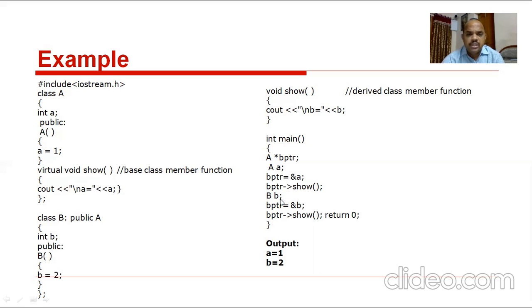Then b is an object of the second class, that is, the derived class object. Then bptr equal to ampersand b. bptr is a base class pointer, and ampersand b is the address of the derived class object assigned to the base class pointer variable. Then bptr dot show will execute the derived class show function. Then b value equals 2. This is the output: the base class object value, then the derived class object value. Clear, all of you?